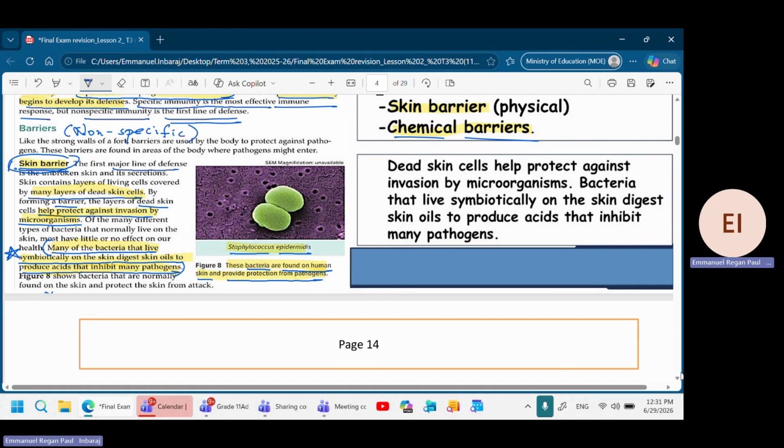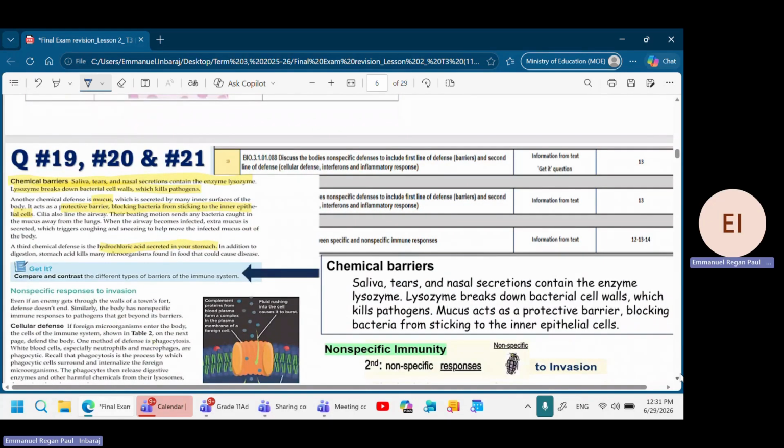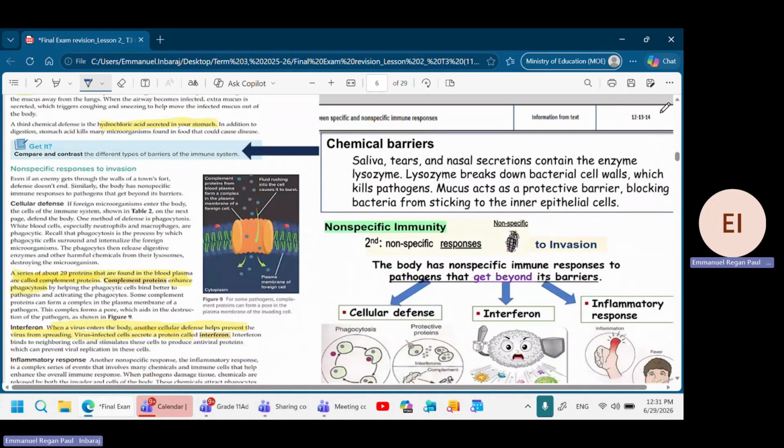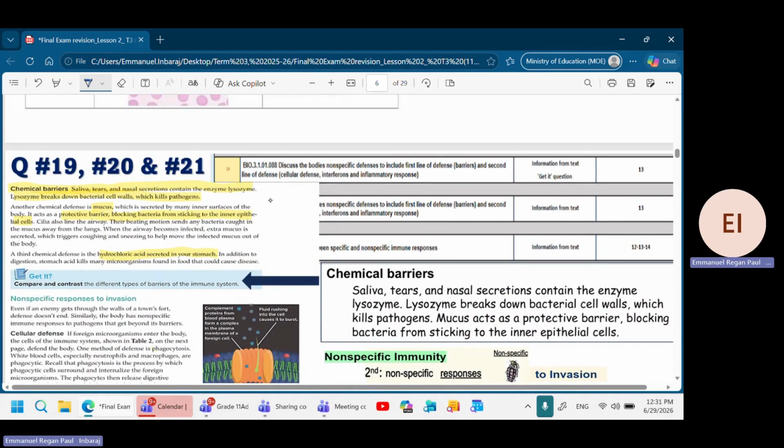Okay, so let's see what is chemical barrier. I want you to go to this page and come back. Okay, the chemical barrier. Okay, here we go. So this is on page number 13. So you can turn your textbook pages to page number 13. So chemical barriers.